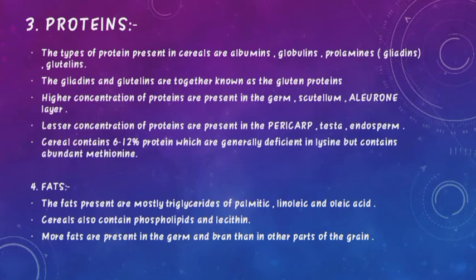Next, we come to proteins. Now, the types of protein present in cereals include albumins, globulins, prolamins, also known as gliadins, and glutelins. These gliadins and glutelins together are known as the gluten proteins. It is responsible for the elasticity of the wheat.